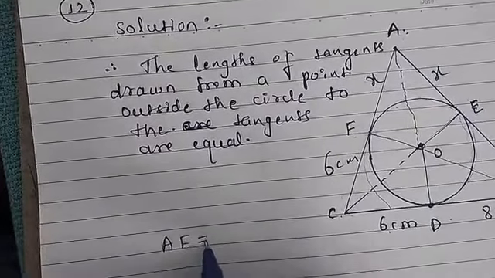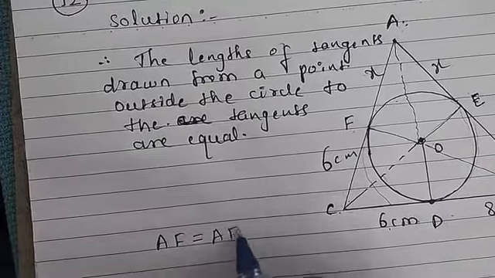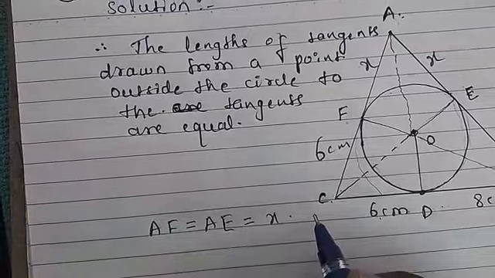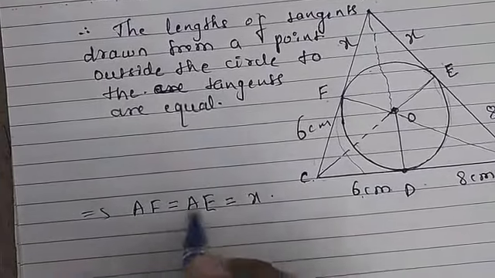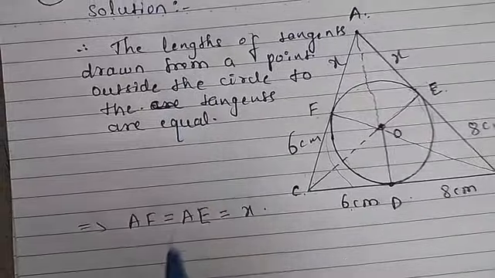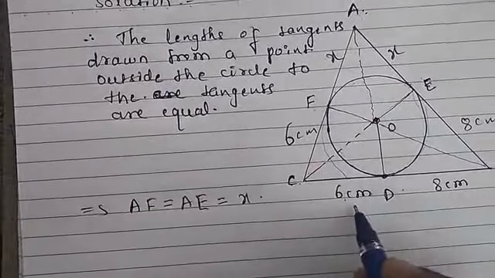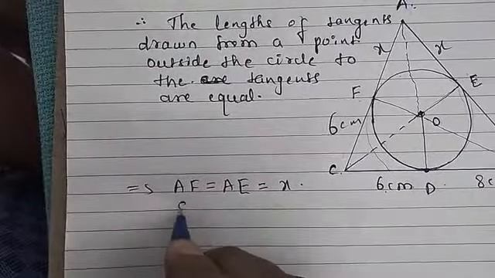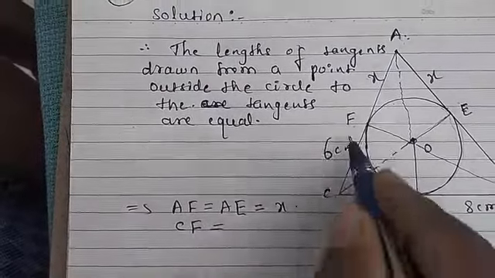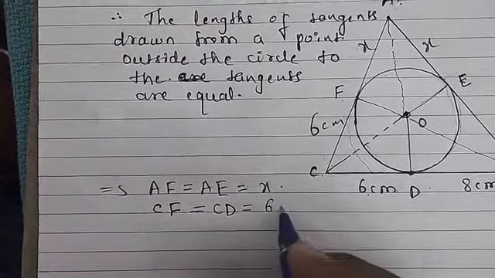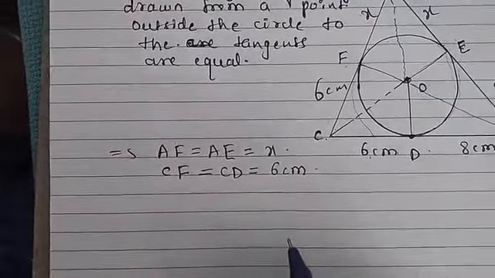AF is equal to AE is equal to how much? We took that X. Understood? Now these are the two tangents because you have written that property already. Clear? Now similarly, come to the down. Next, CF is equal to CD is equal to how much there? 6 centimeter. I hope you understood.